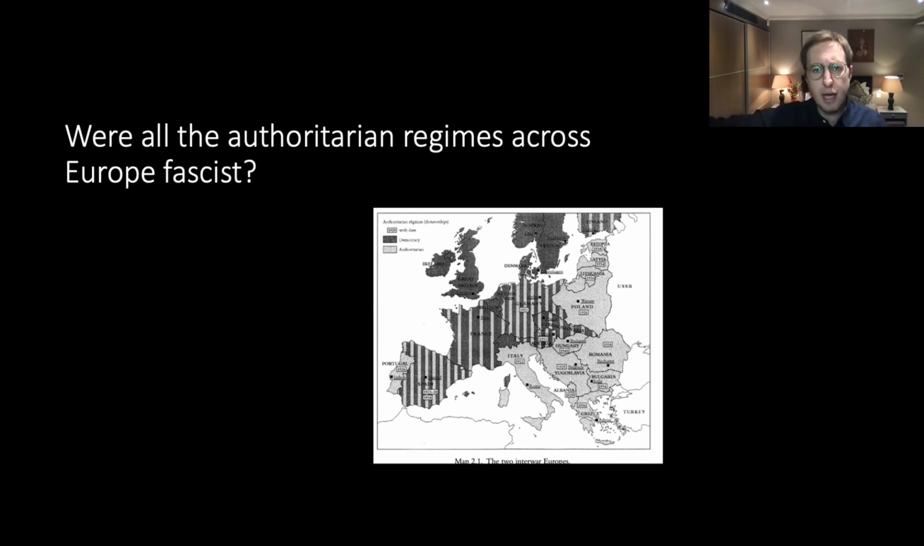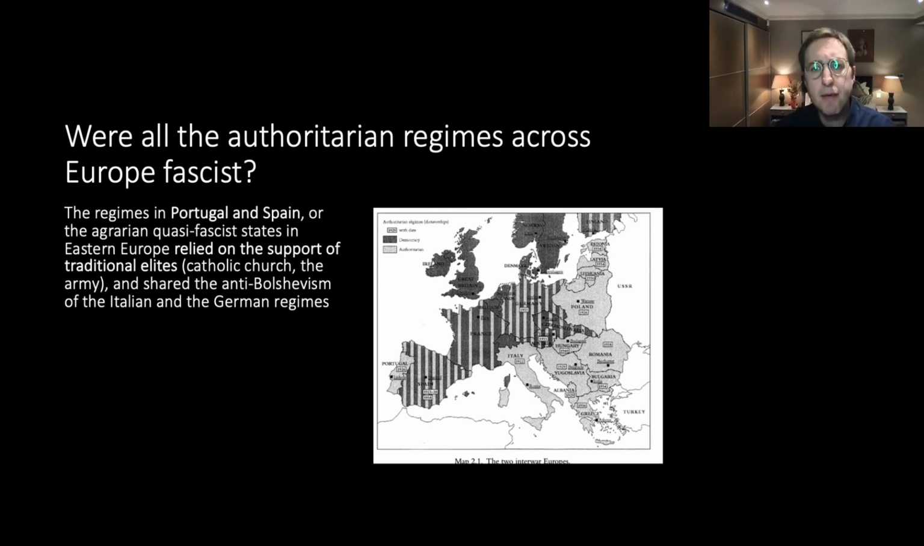Were all these kinds of regimes that I talked about earlier fascist? Let me give you an example here. The regimes in Portugal and Spain, or the agrarian quasi-fascist states in Eastern Europe, relied on the support of traditional elites like the Catholic Church, the army, and shared the anti-Bolshevism of the Italian and the German regimes. So that's something that they had in common.